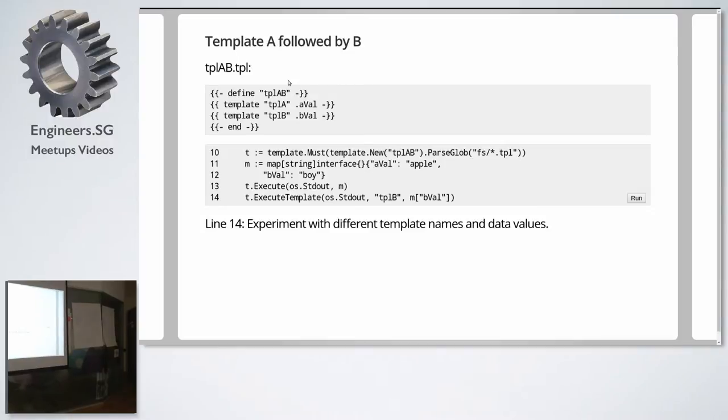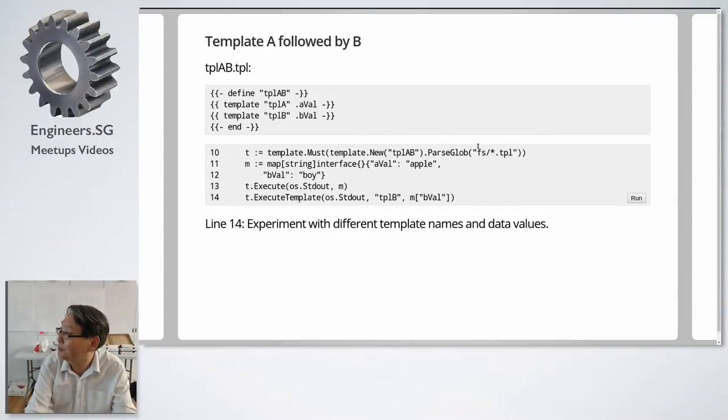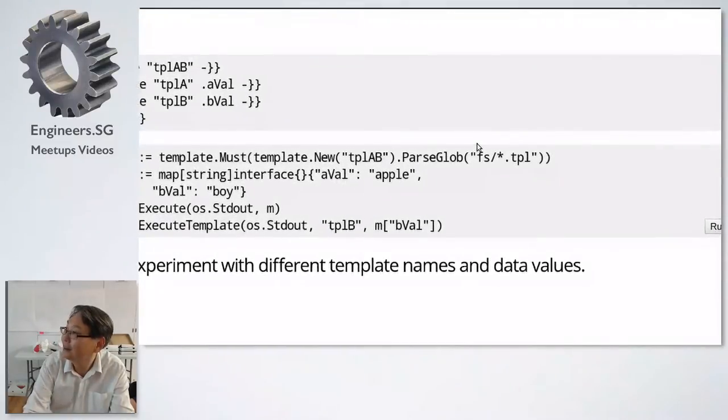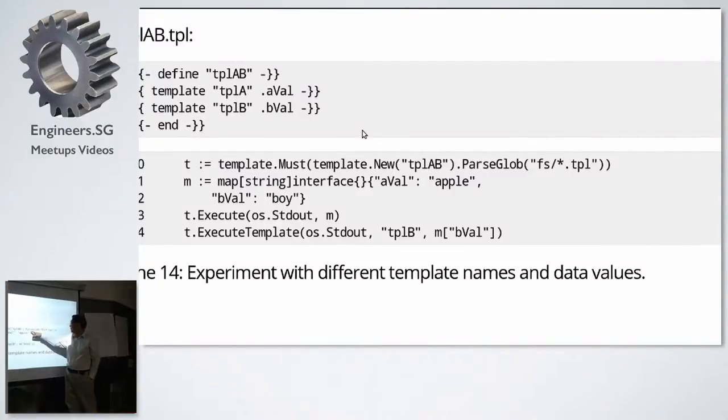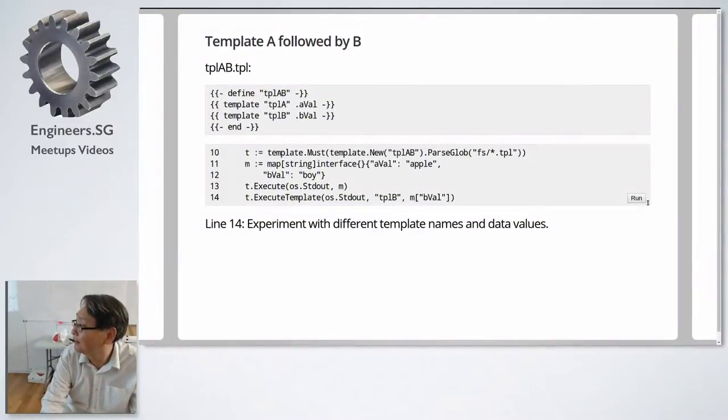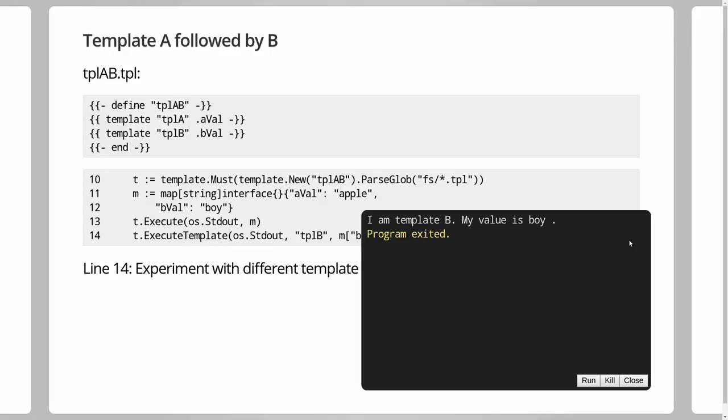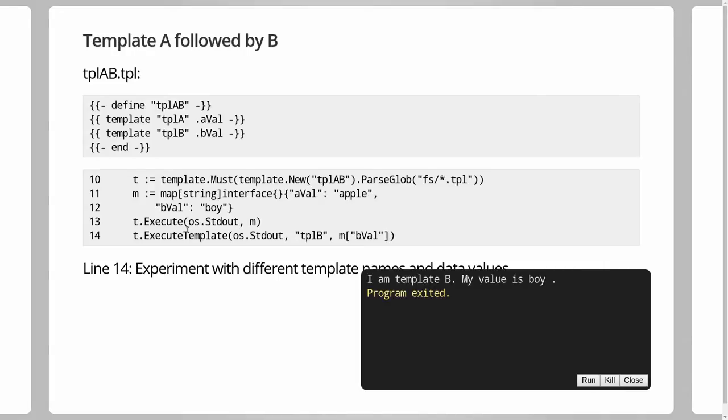So template A followed by template B, let's execute that. Okay, before we execute that, let's show the code. So the interesting stuff is here, pass everything under the fs subdirectory, everything with the .tpl extension. So everything with the .tpl extension was what I just showed you, template A and template B. And when I execute it, you should see the expected result. As usual, I'm template B, my value is boy. Because I execute it as template B.